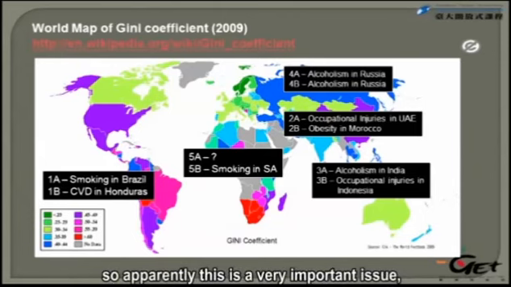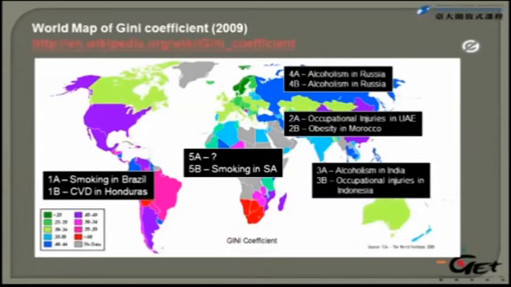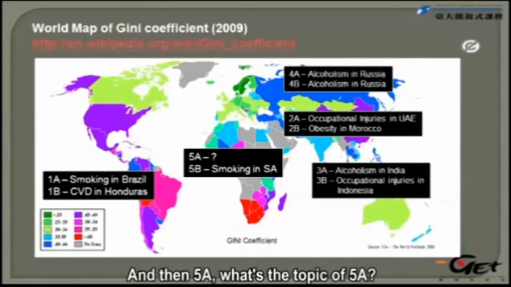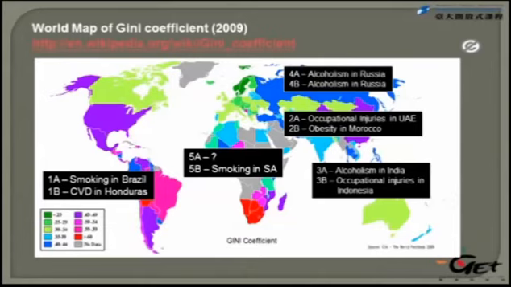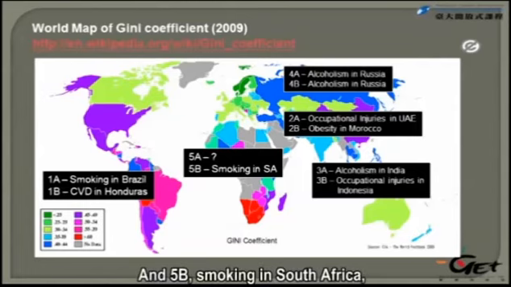So apparently this is a very important issue. We really look forward to the presentation of these 2 groups. And then 5A, what's the topic of 5A? Obesity in South Africa, okay. And 5B, smoking in South Africa.